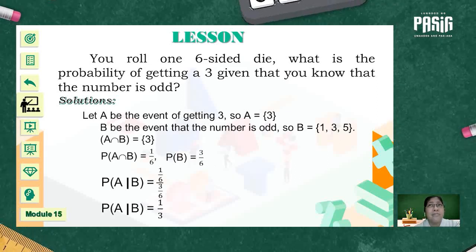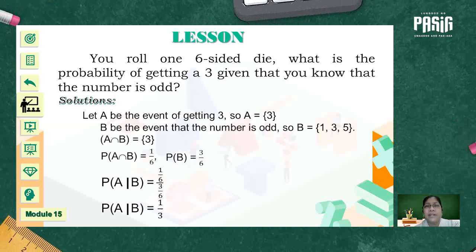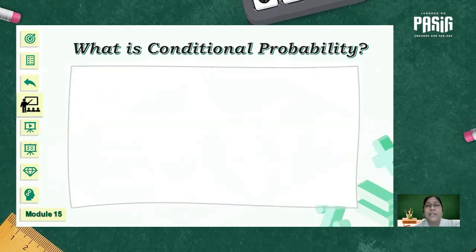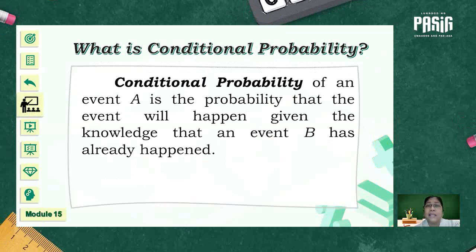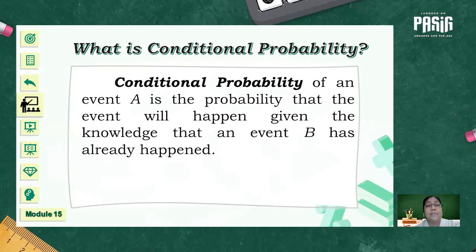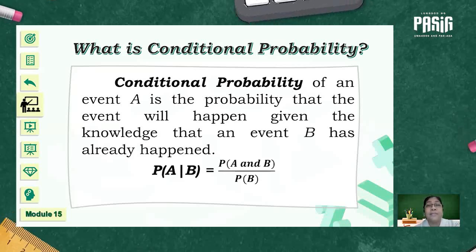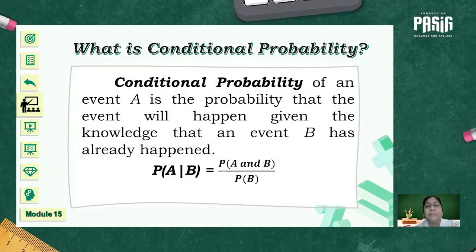But how did we arrive at this answer? Or where did we get this formula? This problem here is an example of conditional probability. But what is a conditional probability? Conditional probability of an event A is the probability that the event will happen given the knowledge that an event B has already happened. And for that, we need this formula. Probability of A given B is equal to probability of A and B divided by probability of B.